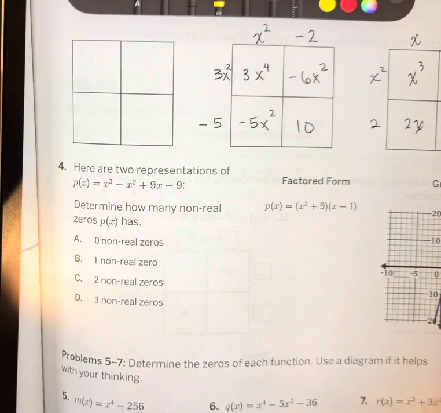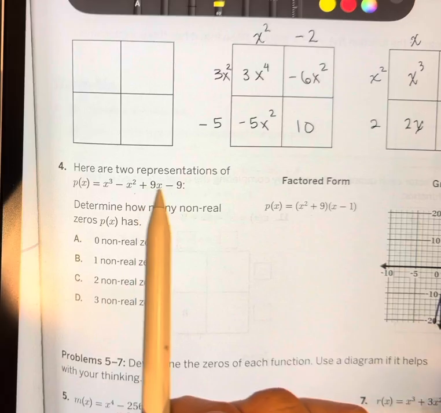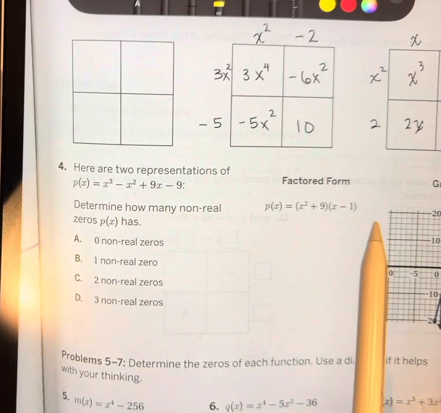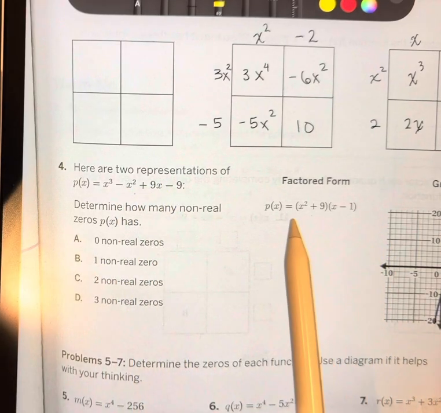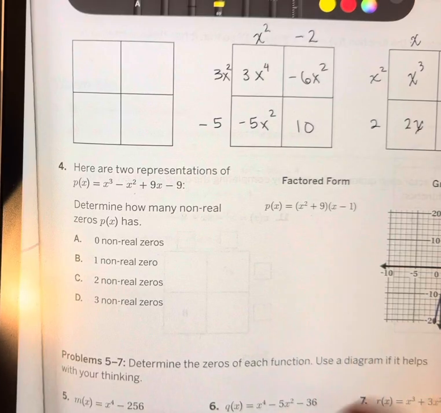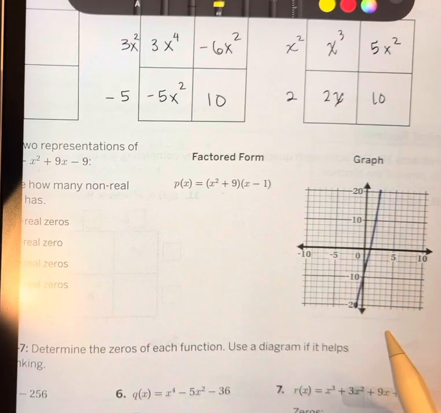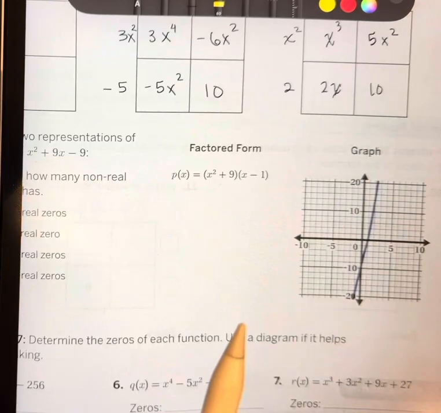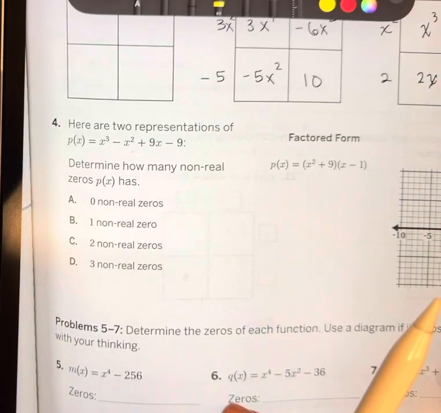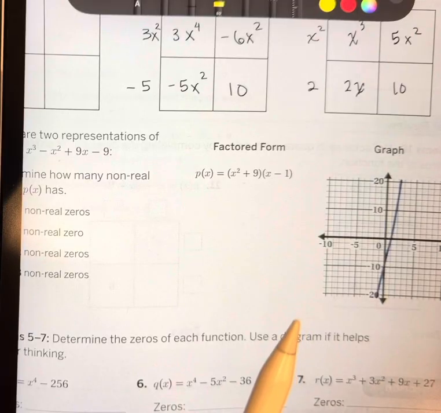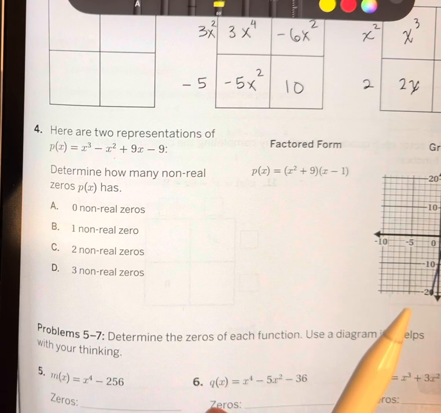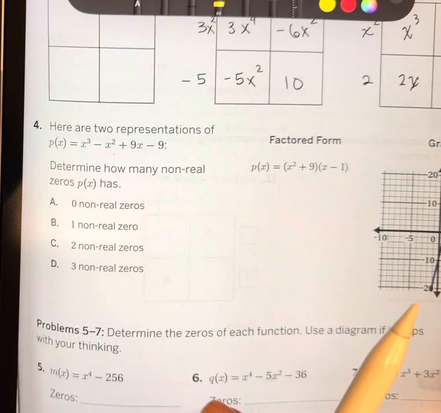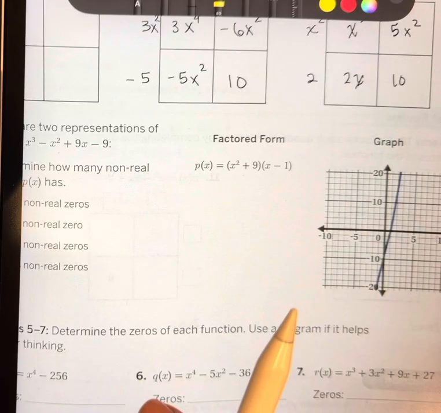Here are 2 representations of p of x. They give it to us here in standard form. Technically 3 representations. Over here they gave it to us in factored form. And then here's a graph. Okay, I'm confused now. Is that the graph of p of x? If they say so. Yeah, I guess it is.